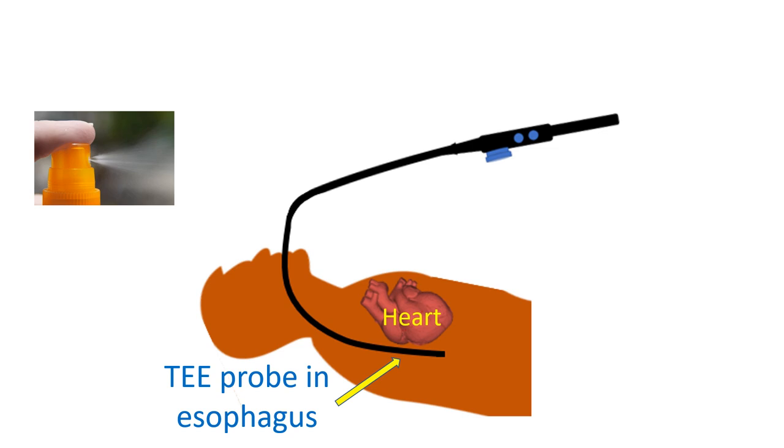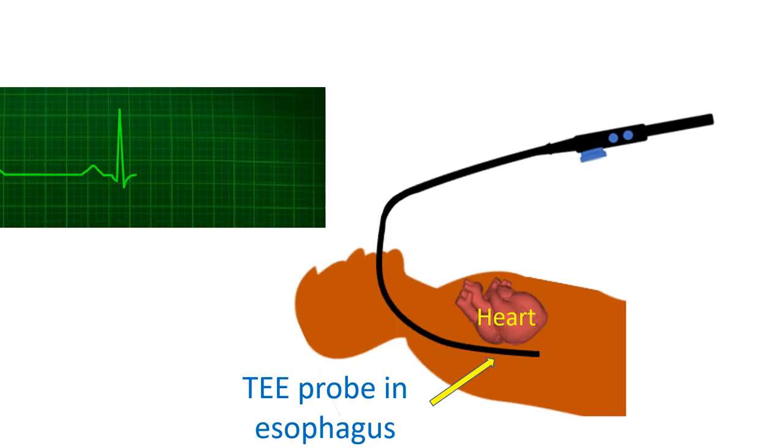This can be reduced by giving anesthetic sprays and application of local anesthetic gel. A good explanation of the planned procedure and motivation are also helpful. Those with obstructions or diseases of the esophagus can have complications when the device is introduced.